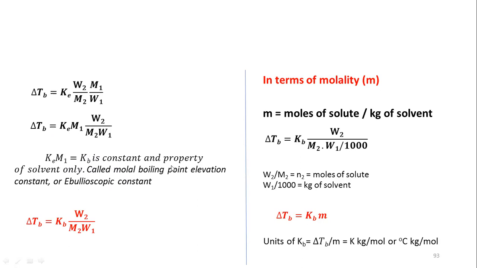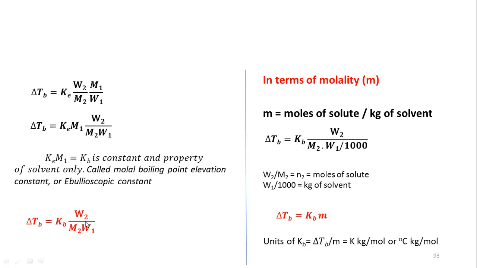And this is the property of the solvent, and this is going to vary from solvent to solvent. So I am going to replace Ke-M1 with the Kb as explained over here. Now this is actually your final equation, and this is the boiling point elevation. This is the ebullioscopic constant. This constant is known for a particular solvent.